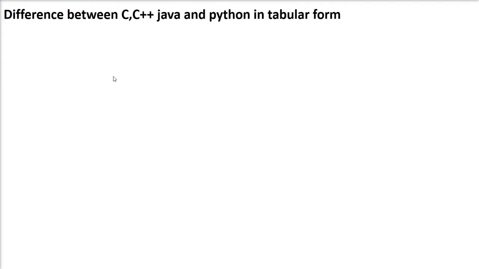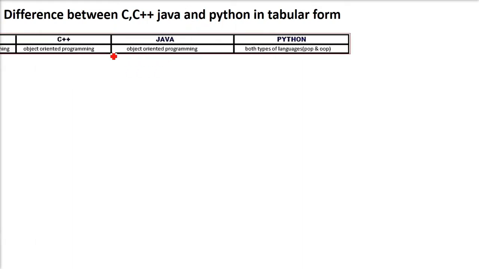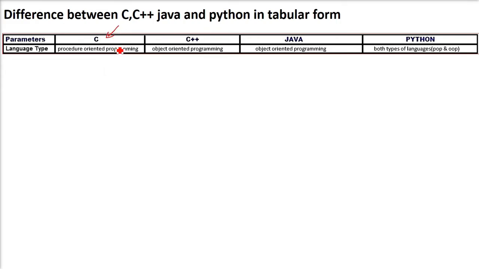Difference between C, C++, Java and Python. So these are the most popular, widely used programming languages. Let us see one by one. First, C is a procedure-oriented programming language. Procedure means function. That is, a main function is going to call another function, and this function in turn will call another function. So this is called procedure-oriented or structural programming. Then C++ and Java, they both are object-oriented programming, but Python is both. It is a procedure-oriented programming language also, and an object-oriented programming language also. Python is both of them.